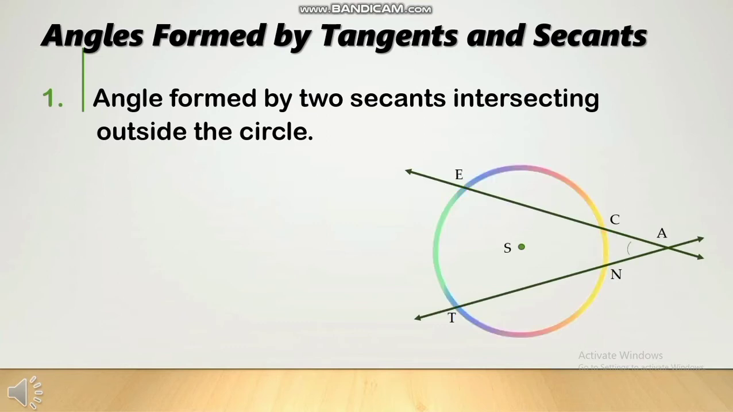So if you will look at the figure, there are two secant lines. We have line EC and line TN, and the two secant lines intersect outside the circle. So because they intersect outside the circle, an angle is formed in the exterior of the circle.